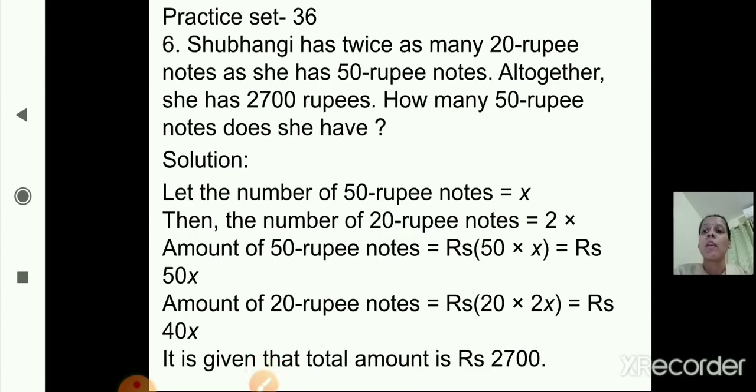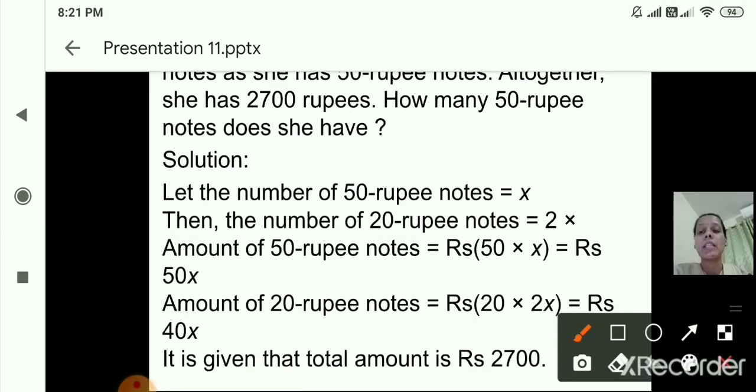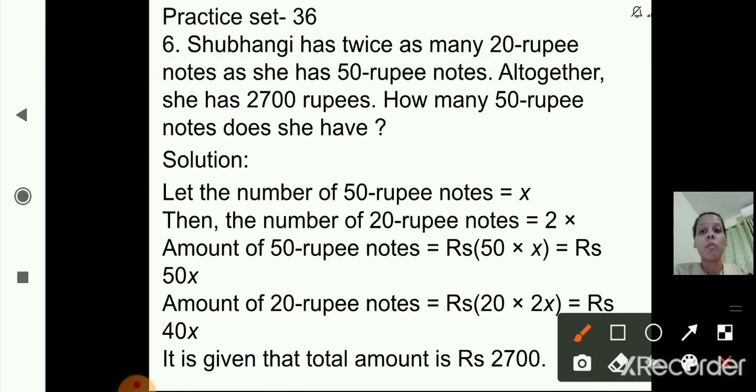Okay, now first we will consider, let the number of 50 rupees notes be x, and the number of 20 rupees notes be 2x. Why 2x? Because Shubhangi has twice as many 20 rupees notes as she has 50 rupees notes. So if the number of 50 rupees notes is x, then the number of 20 rupees notes is 2x, twice.